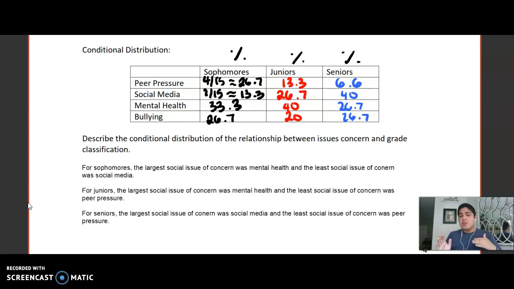If I wanted to go the other way, the conditions on like the social issue, then I would do things like 4/7, 2/7, 1/7. So I'd say like for peer pressure, sophomores had the largest, identified this as the largest social issue, whereas seniors identified this as the least. For social media, seniors identified this as the largest social issue, whereas sophomores identified this as the least, etc. So you just need to be able to interpret it based on the condition. So whether that would have been classification or social issue.